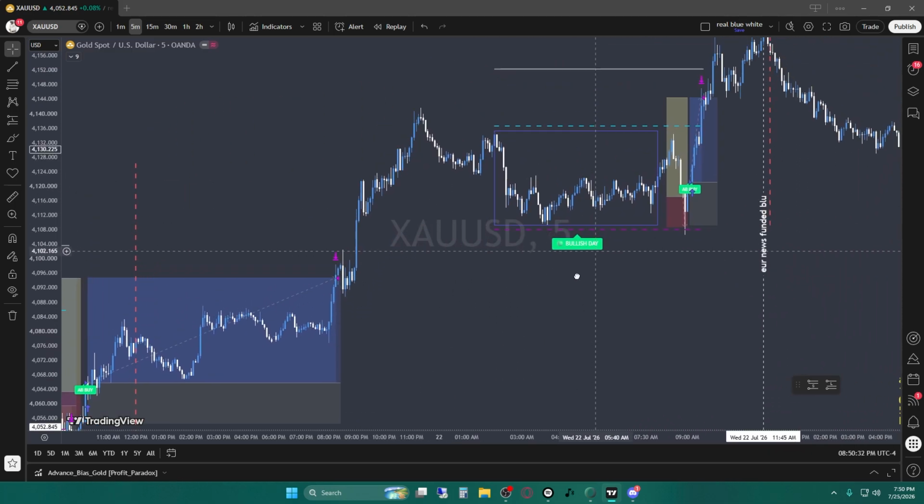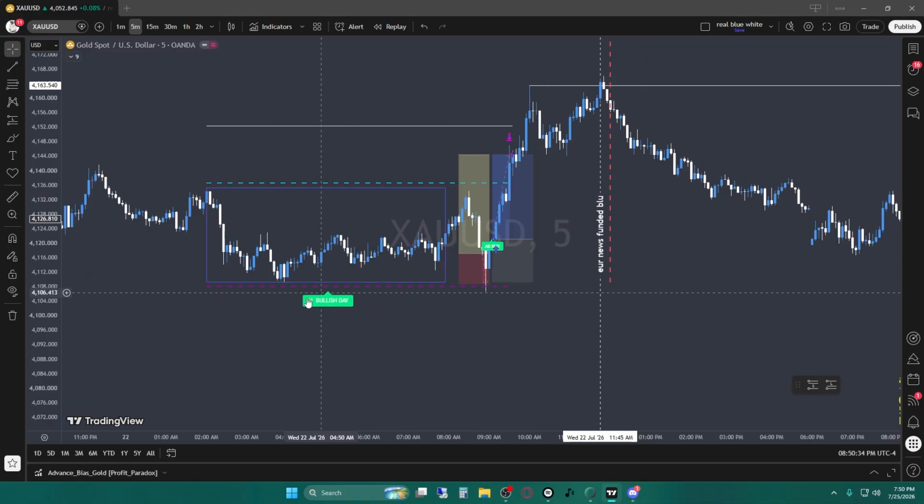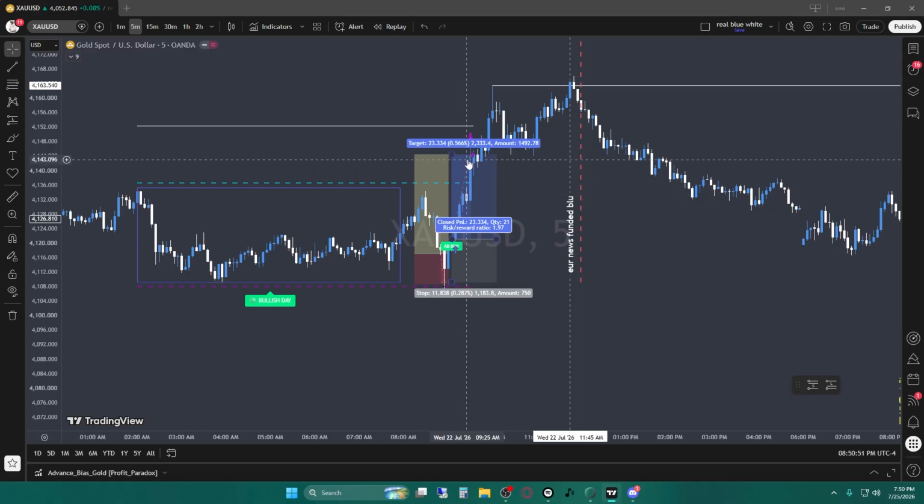And on the 22nd of July it printed a bullish day when the range closed. Entry method 2 got triggered right here, but that got stopped out, so that trade lost. Then entry method 1 gave a setup right here, and that pushed to TP for 1.97R.